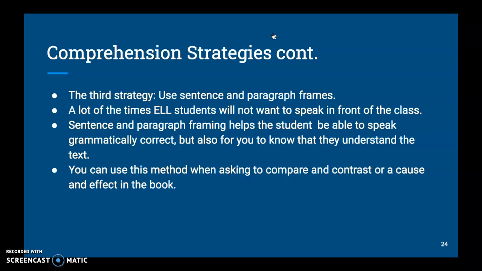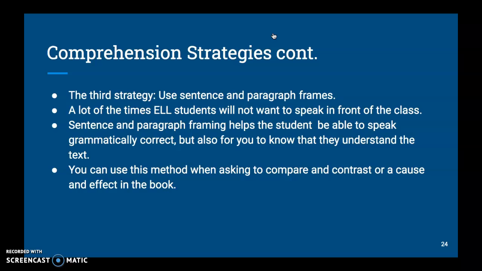The third strategy is to use sentence and paragraph frames. A lot of times, ELL students will not want to speak in front of the class, like I said in the last slide. So sentence and paragraph framing helps the student be able to speak grammatically correct, but also for you to know that they understand the text. You can use this method when asking to compare and contrast or cause and effect in a book.